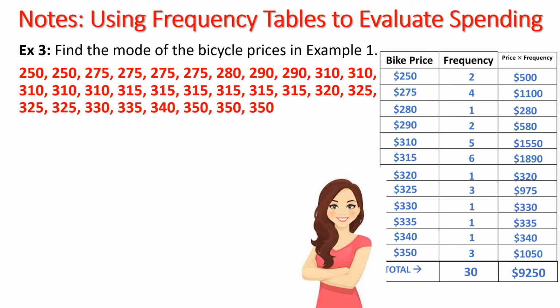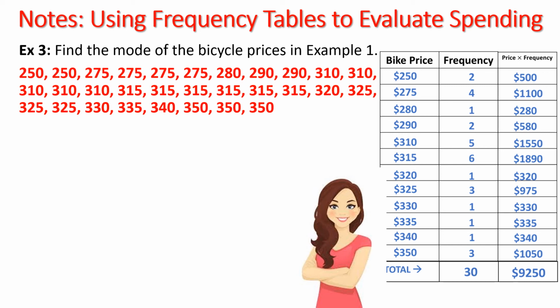Example 3. Find the mode of the bicycle prices in example 1. If we use our frequency distribution table, this will be very easy to do. The mode, if you don't remember, means the price that shows up the most frequently. So we will look at our frequencies. We see that the 250 occurs 2 times, the 275 occurs 4 times, and we will look at each of these until we find the one that has the highest number of frequency.